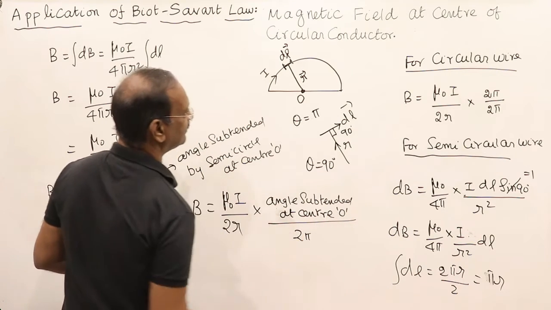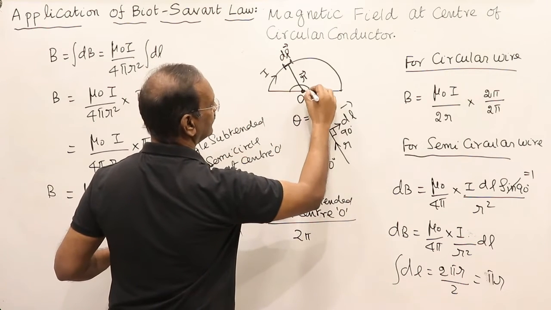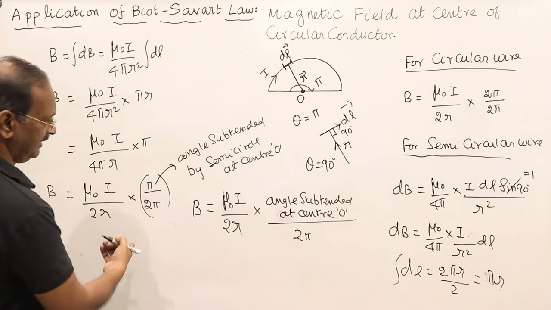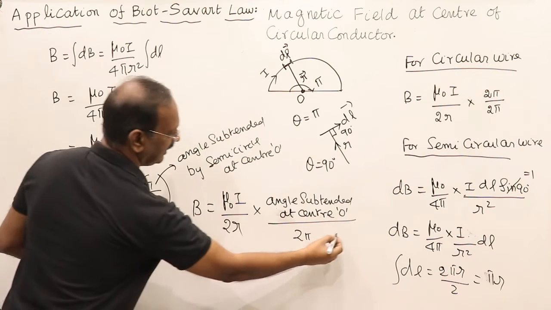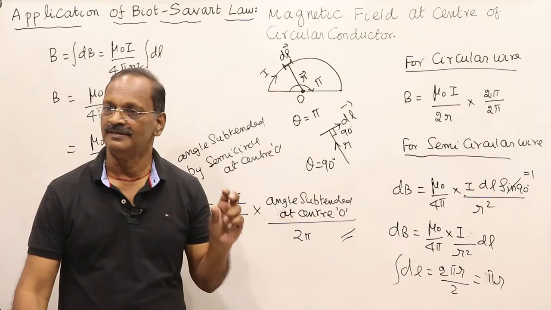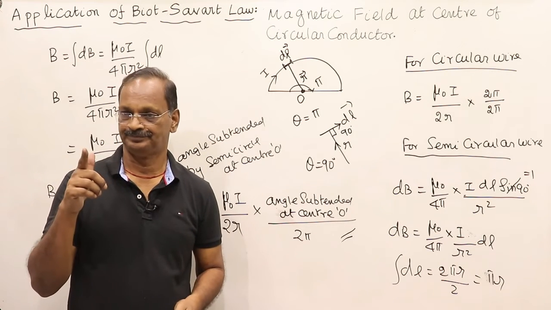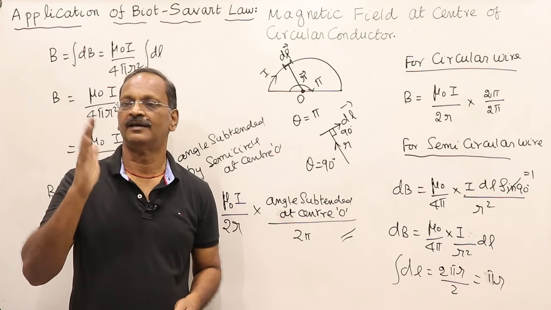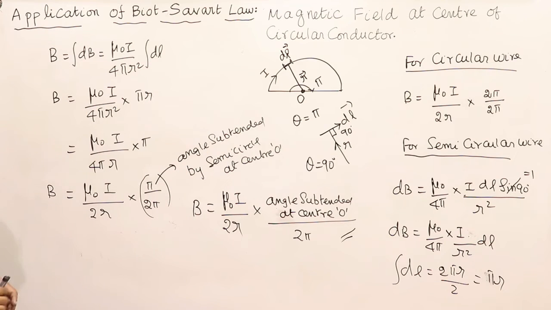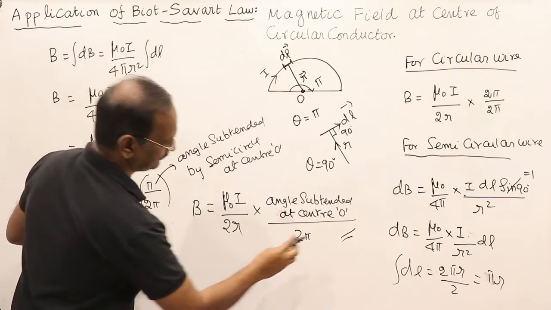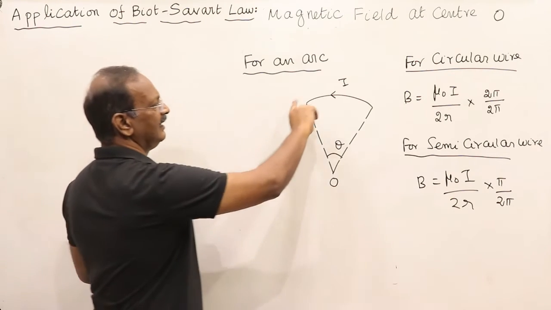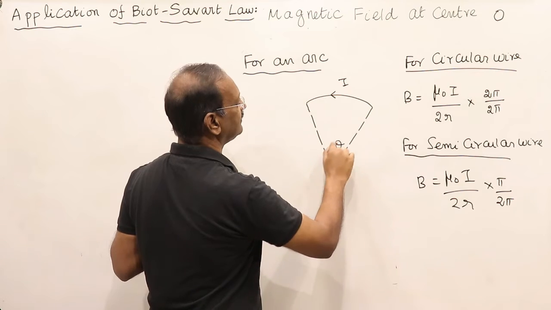Here what is the angle subtended by this one? This is equal to 180 degree, that is pi. So this is pi divided by 2 pi. This is the magnitude, and obviously we can find out the direction using Fleming's right hand thumb rule or right hand palm rule, like this. So this is for circular lamina in case. Now for an arc, see this is an arc making an angle theta.